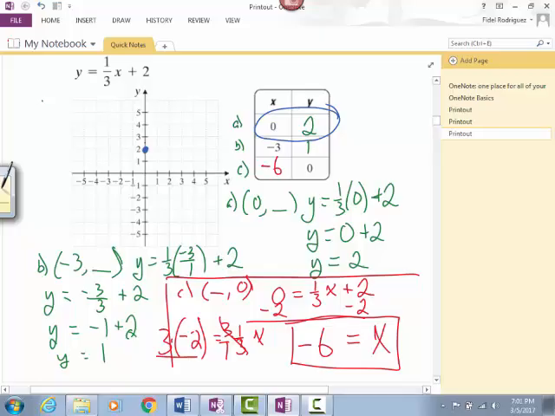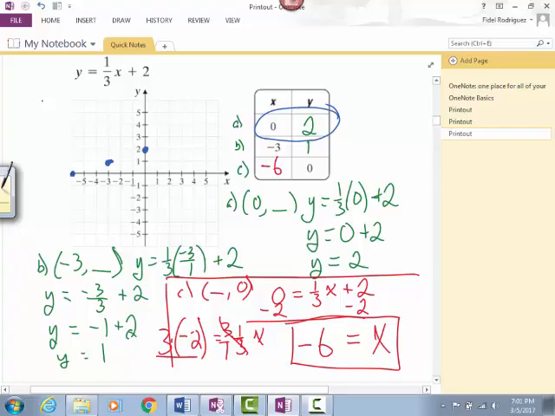My next point would be -3, comma 1. So I'm going to move to my left, 1, 2, 3, and then up to 1. And my last point, C, would be -6, comma 0. So I'm going to move to the left to 6, and I'm going to stay right there.